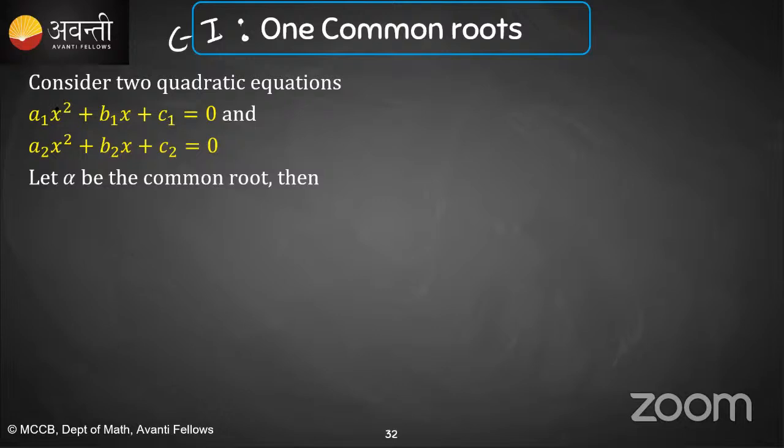Two quadratic equations are given: a1 into x square plus b1x plus c1 equal to 0, and a2 into x square plus b2 into x plus c2 is equal to 0, right? They are saying that alpha is the common root. So you know that if alpha is the common root, then it will satisfy equation 1 and equation 2.